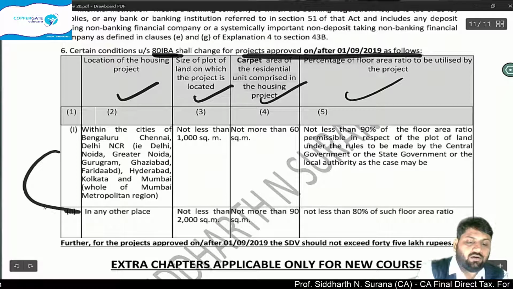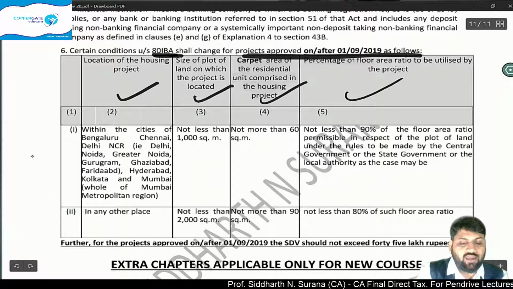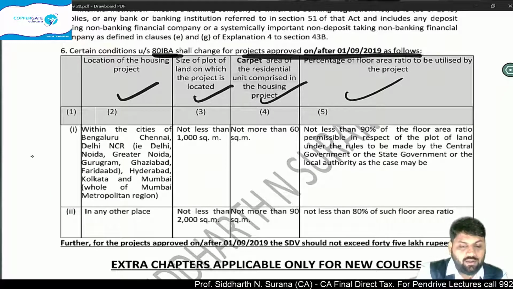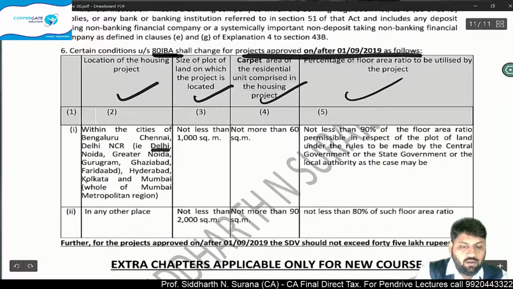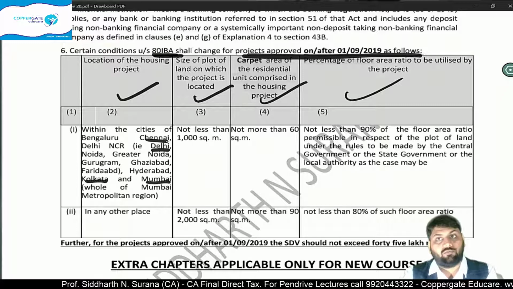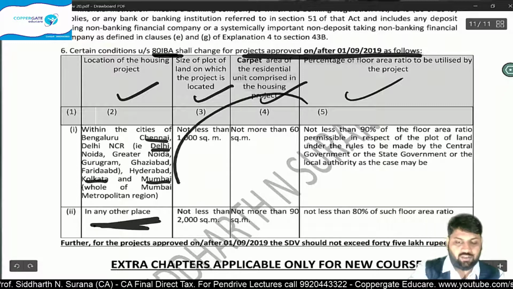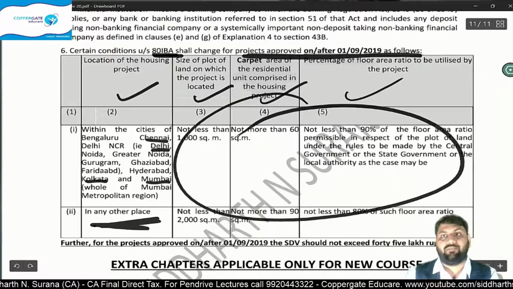And the location was divided in two categories. Here in the first category, they had covered only Delhi, Kolkata, Mumbai and Chennai. The existing places were only Delhi, Kolkata, Mumbai and Chennai, and all other places used to fall in category 2 with respect to these conditions. I will explain the conditions and the amendment also.